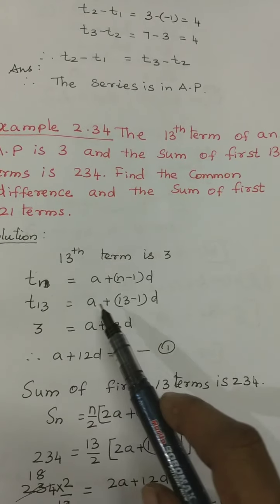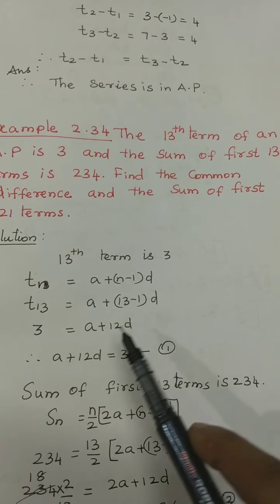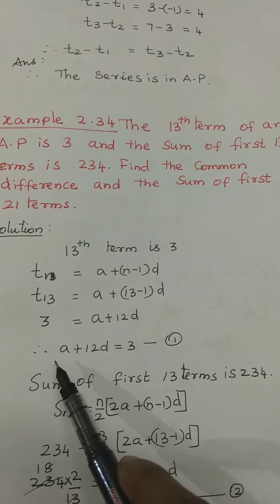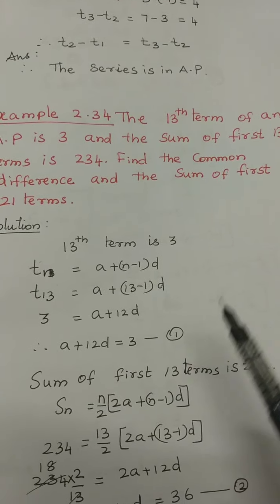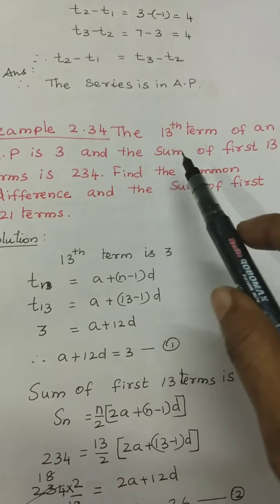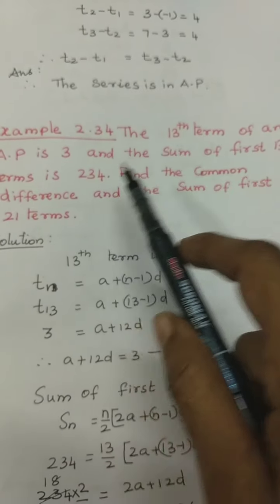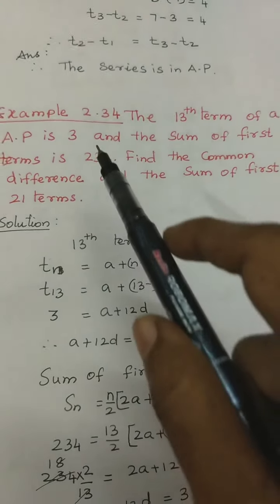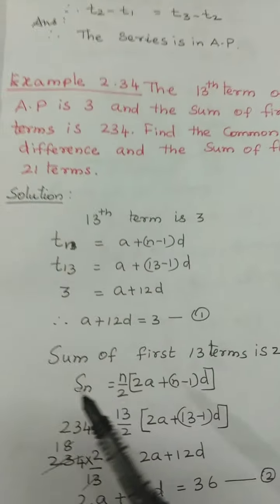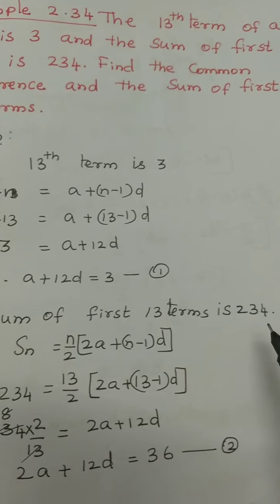3 is equal to a plus 13 minus 1 into d, 12d. So the first equation is a plus 12d is equal to 3. Then they are given the sum of the first 13 terms, Sn, is equal to 234. So the sum of 13 terms is 234.